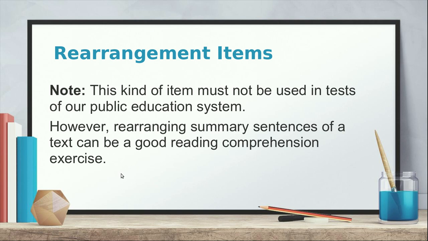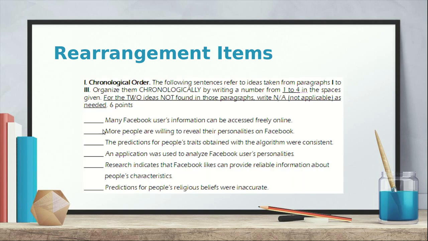We may have rearrangement items. However, this kind of item must not be used in tests of our public educational system. However, rearranging summary sentences of a text can be a good reading comprehension exercise. So you have an example. Students have to arrange these statements chronologically from 1 to 4, and there are two ideas that are not found in the text. So they are to be marked as not applicable.